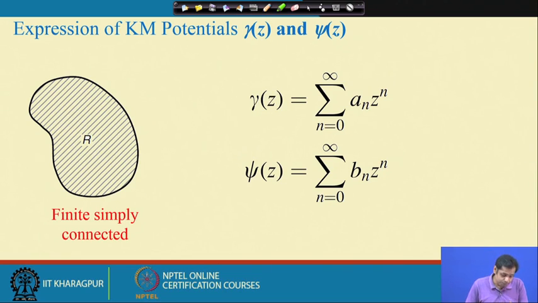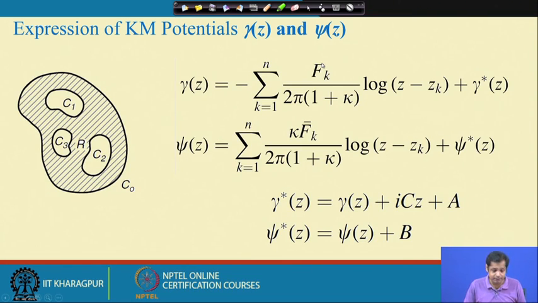Okay, if the domain is a finite simply connected domain, then what happens? It is very similar to phi. We can have polynomial assumptions like this, a power series expression: gamma is a polynomial, psi is a polynomial, and a and b are the associated constants, which need to be determined. These are the general form, but if you look at this, it is a summation over infinity. It does not mean that we have to take an infinite number of terms; we have to take a finite number of terms in these power series. Okay, this is for this domain.